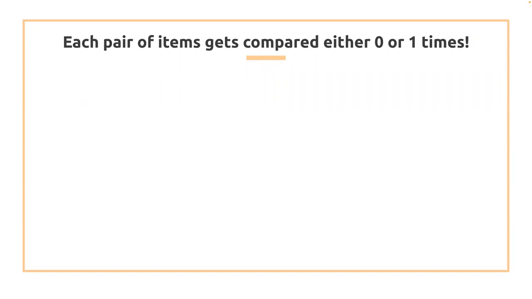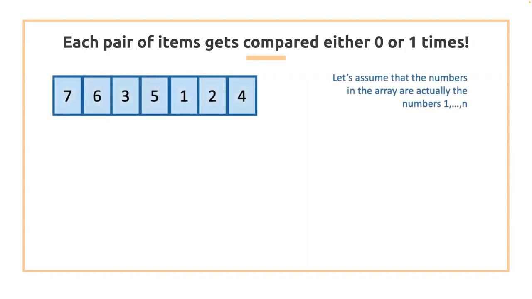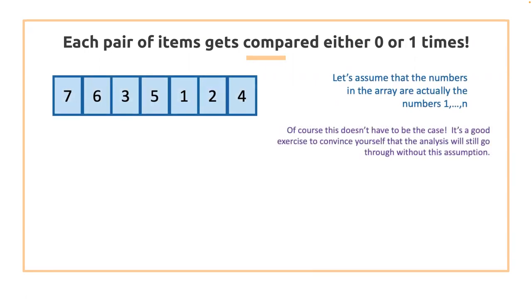And it depends on your pivots. So whether they get compared or not is random, because depending on which pivot you pick, some items get compared and sometimes not. So that's what we're going to use here. To simplify things a bit, I am going to assume that the elements in my array are 1 to n. This does not matter. It's an exercise to the reader as to why it doesn't matter that I assume my elements are 1 through n.